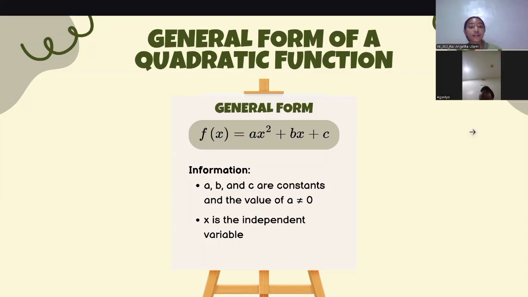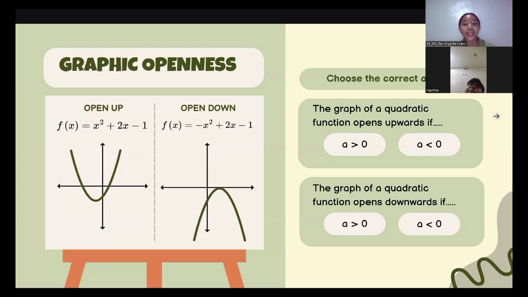The variable x is called the independent variable, meaning we can freely choose its value. Everyone, please look at this slide. Today's topic is the graph behavior of quadratic functions. The U-shaped graph is called a parabola. A parabola can open in two directions. It can open upwards or downwards.